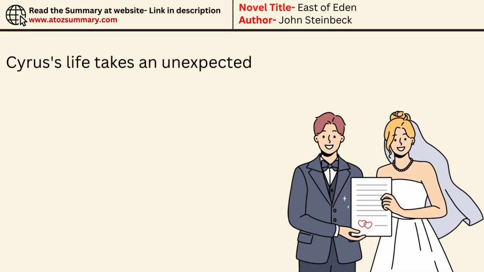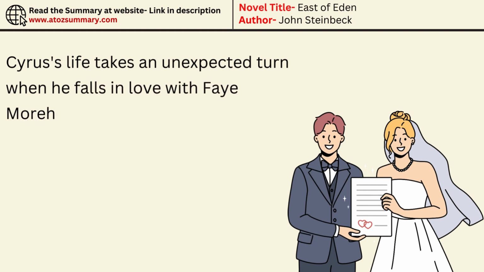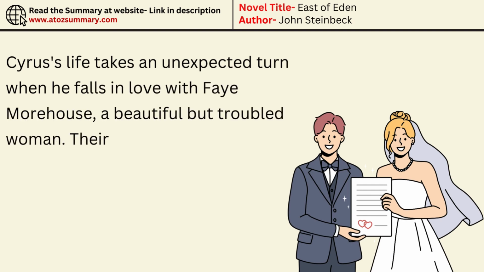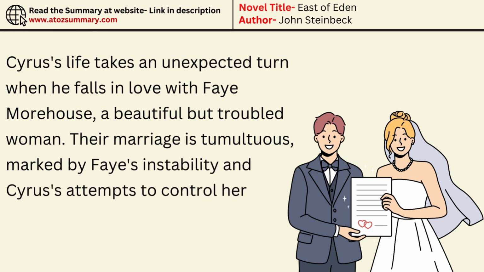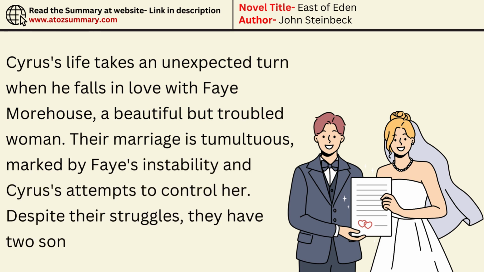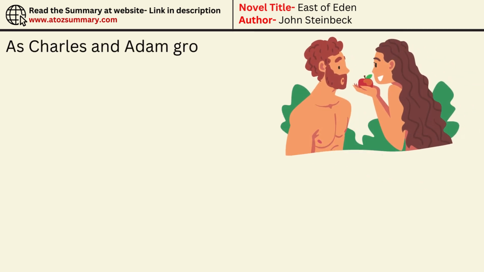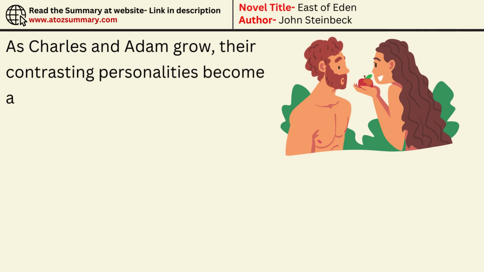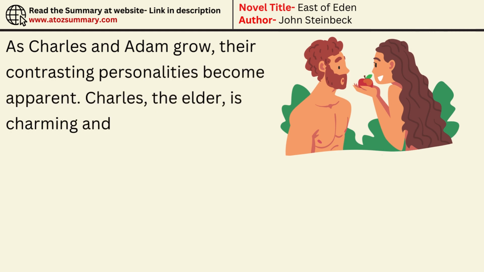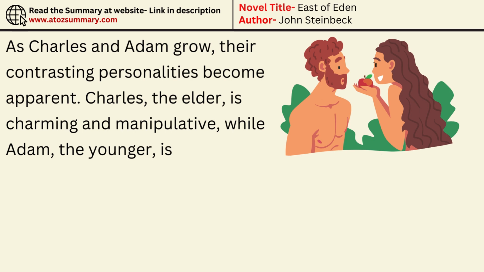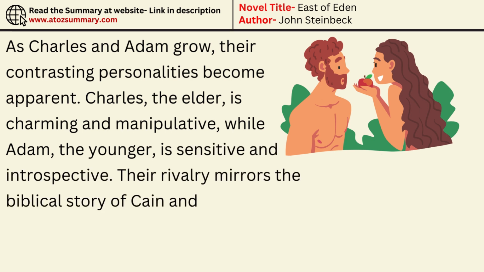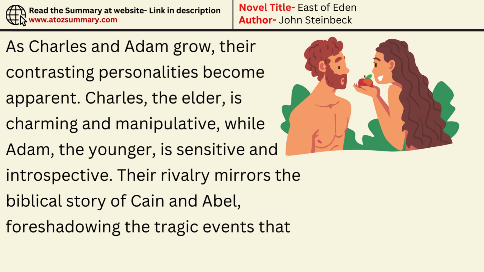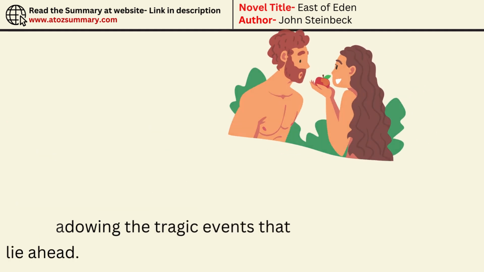Cyrus's life takes an unexpected turn when he falls in love with Faye Morehouse, a beautiful but troubled woman. Their marriage is tumultuous, marked by Faye's instability and Cyrus's attempts to control her. Despite their struggles, they have two sons, Charles and Adam. As Charles and Adam grow, their contrasting personalities become apparent. Charles, the elder, is charming and manipulative, while Adam, the younger, is sensitive and introspective. Their rivalry mirrors the biblical story of Cain and Abel, foreshadowing the tragic events that lie ahead.